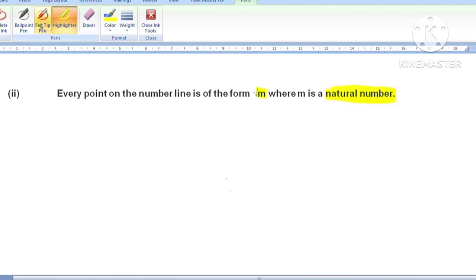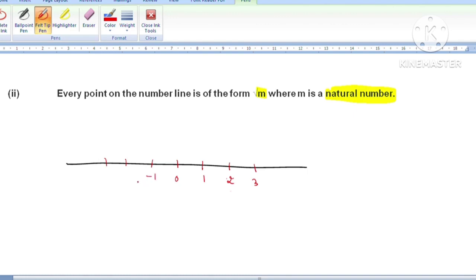So to solve this, first we have to draw one number line, right? Then we have to mark each number, and the distance between each number should be 1 centimeter. 0, 1, 2, 3, minus 1, minus 2, minus 3.